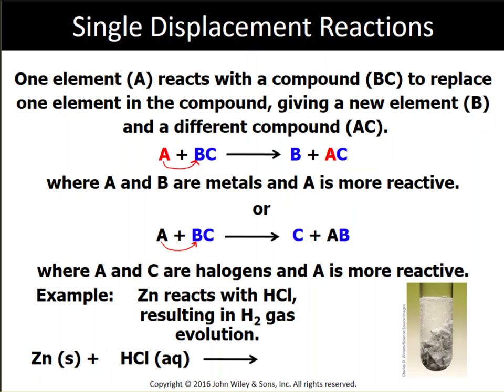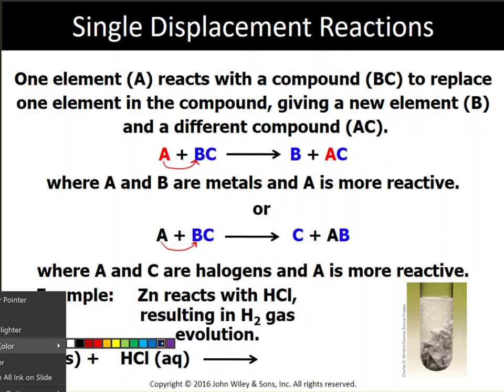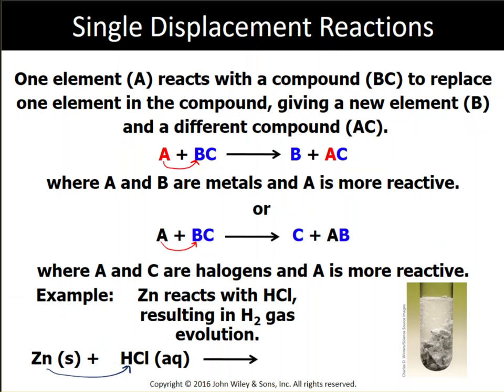In order to complete a reaction, first we need to identify the type of reaction. So this has the format of a single displacement reaction. Why? Because I start with an element, zinc, which reacts with a compound, hydrochloric acid. Now, since this is a single displacement reaction, zinc is going to replace hydrogen. Since zinc is replacing hydrogen, it's going to sit with chlorine, and then we get hydrogen here as another product.